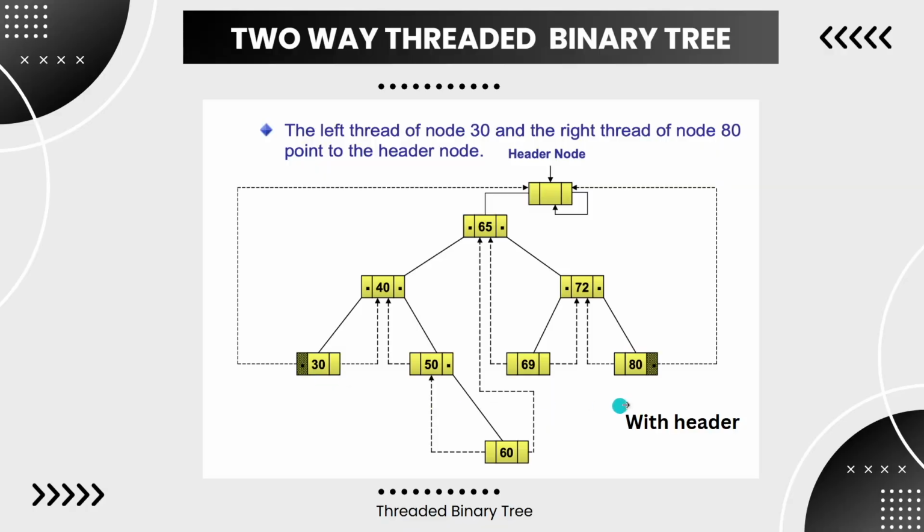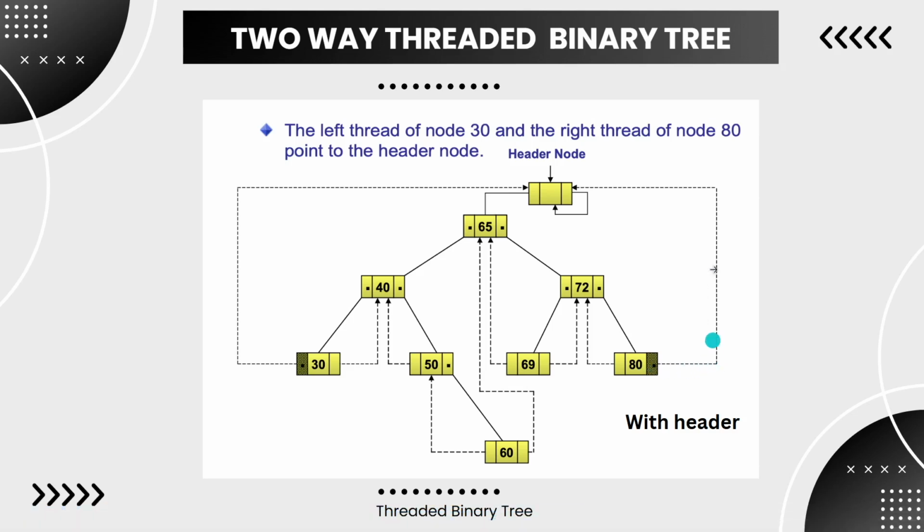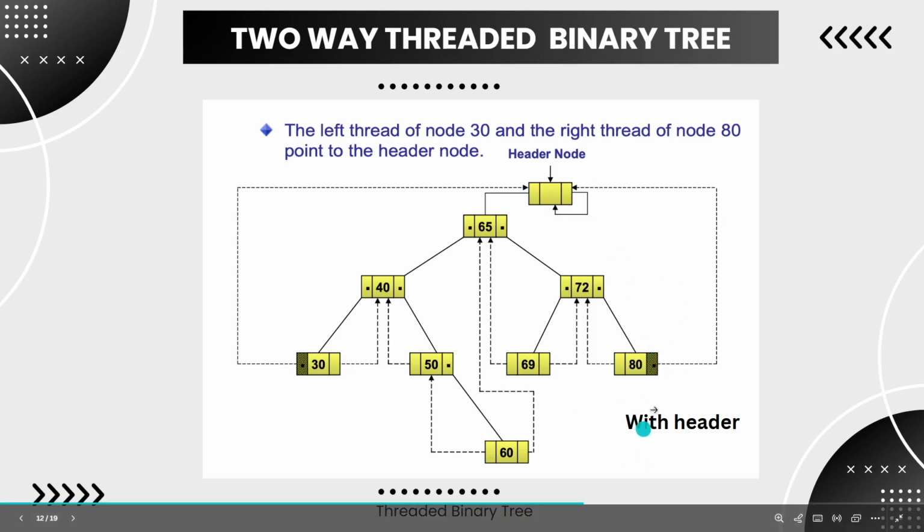As I was mentioning with the previous example, in case of two-way threaded trees, 30 and 80 will not have any threads, just because they do not have any predecessor or successor. So, here if we make use of this header based implementation, then what we could do instead is that 30's left child pointer could be made to point to the header node, and 80's right child pointer can be made to point to the header node. Thereby, we are able to traverse this particular tree in both directions.